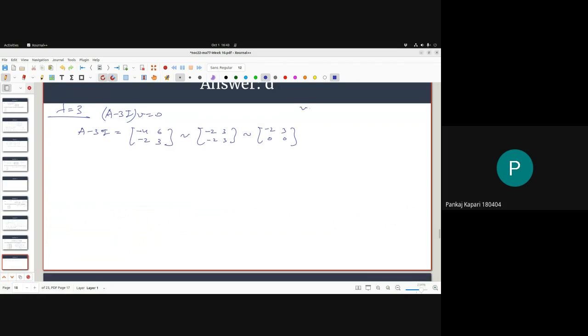Let's write V as x1, x2. From this equation, you will have minus 2 times x1 plus 3 times x2 must be 0. Let's take x2 equal to 2. For x2 equal to 2, we have x1 equal to 3, right? If x2 is 2, then x1 must be 3. So one of the eigenvectors is 3, 2.